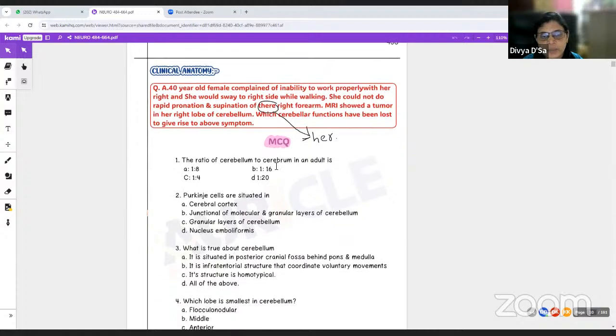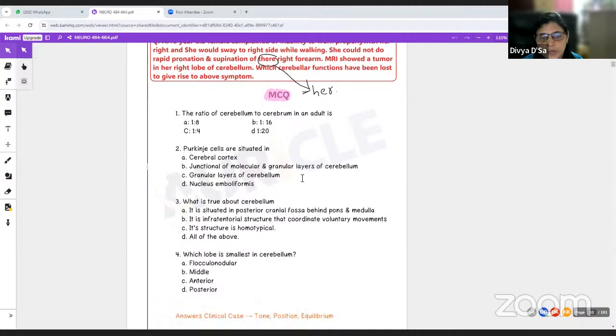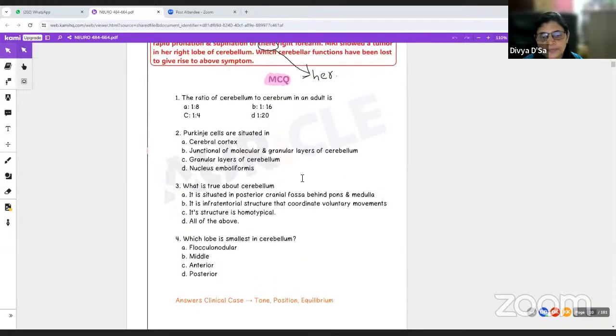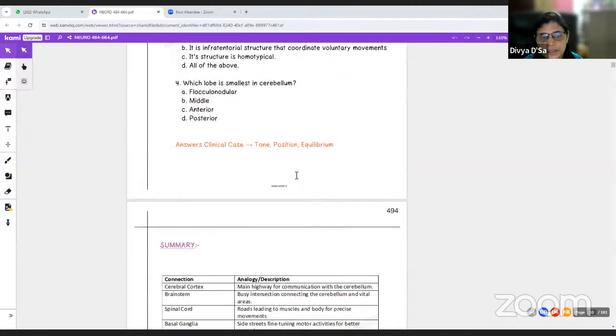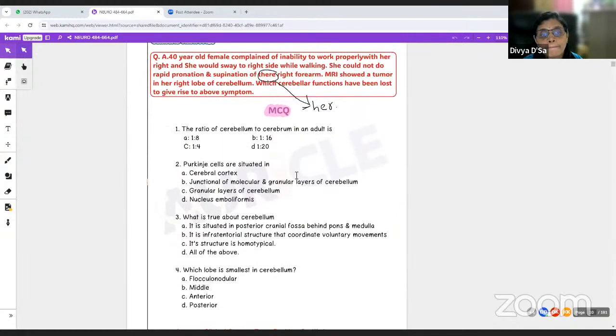The ratio of cerebellum to cerebrum in an adult is how much? Cerebrum is the largest, cerebellum is the smallest. So cerebrum to cerebellum comes to about 20:1.